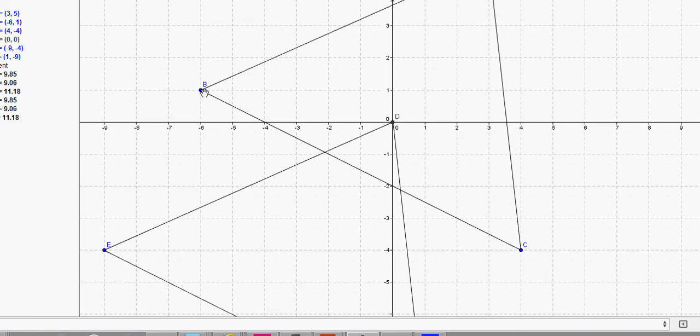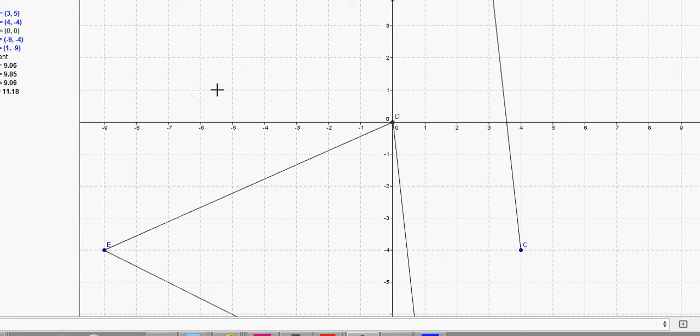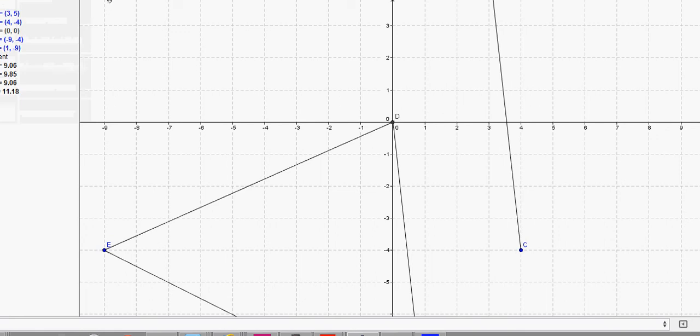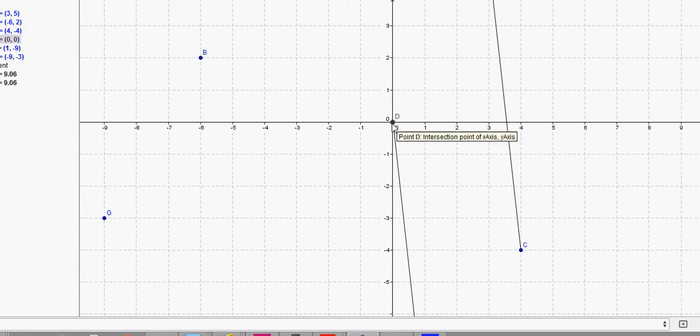So we see the point B here was meant to be slightly further up. Okay, so B was actually meant to be located as minus 6, plus 2, which is here. And A was meant to be located here. So, excuse me about that. Okay, so we're just going to recreate this triangle here.